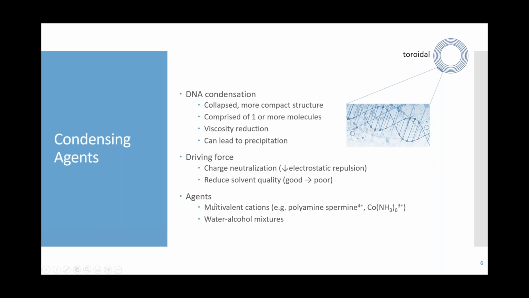Some of the common agents are multivalent cations of various sorts. Some common ones are a polyamine named spermine, which has a +4 charge. You can also have inorganic multivalent cations that introduce different collapsed structures. And these ones are going to be more towards charge neutralization, to minimize electrostatics within the chain, so intramolecular electrostatics.